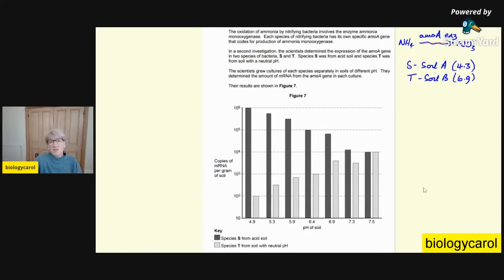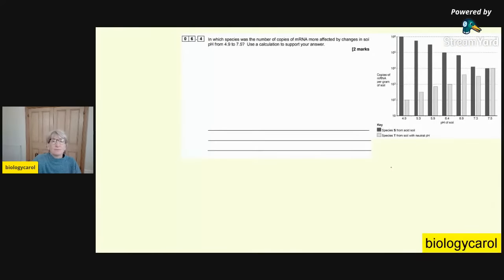Okay, and now I suspect they're going to ask me another completely different question. And I've just said the pH of the soil affects the transcription of the AMO-A gene. Okay, and inevitably, completely different question. In which species was the number of copies of mRNA more affected by changes in soil pH from 4.9 to 7.5? Use a calculation to support your answer.